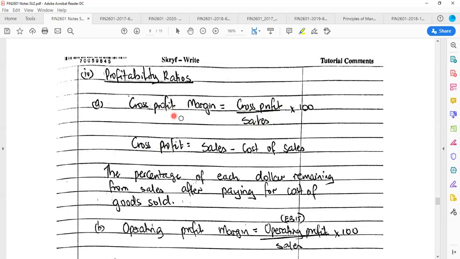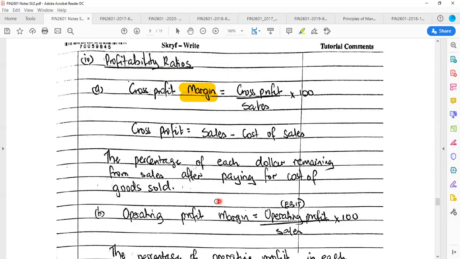So this gross profit margin ratio gives the percentage of each dollar remaining from sales after paying for cost of goods sold. So if we say the gross profit margin is 20%, it means that for each 1 rand of sales, the company had 20 cents left after paying for its cost of goods sold. Okay. And something important to note, you'll note that all the profitability ratios that have margin are divided by sales, just like the gross profit margin is divided by sales.